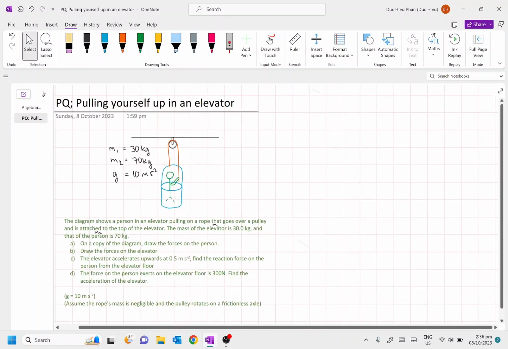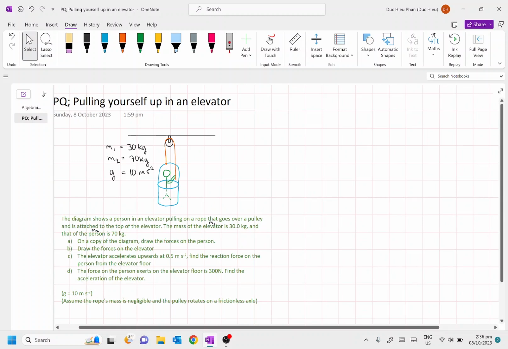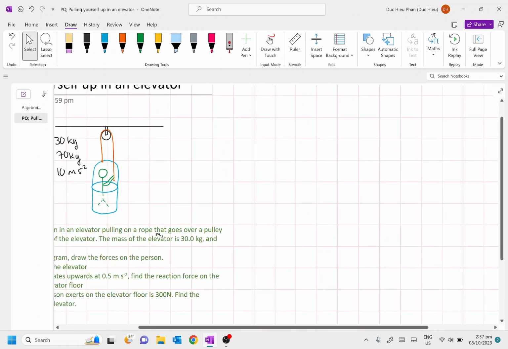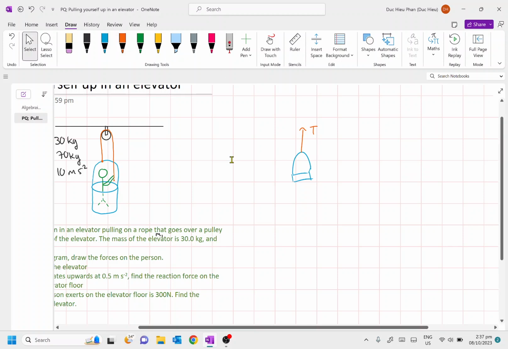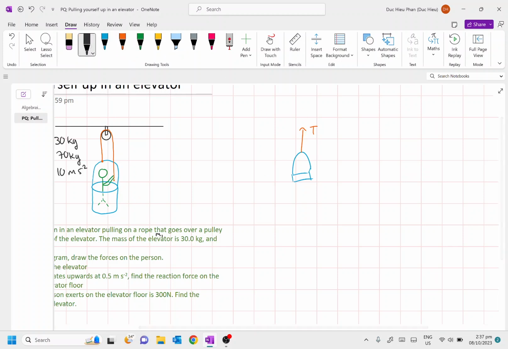Gravity equals 10. All right. So, as you see in A and B, we have to draw the free body diagrams of both the person and the elevator independently. So, I'm going to draw the elevator first, since it's M1. Okay, we can draw it like that. So, first, we have a force of tension that is pulling it up. Because the person pulls it down, it pulls the elevator up. We also have the weight of the elevator, which we will write as M1 times G.